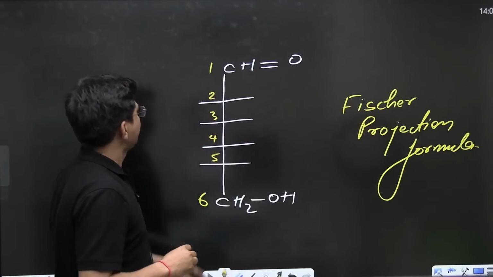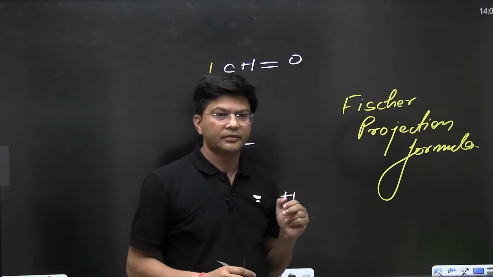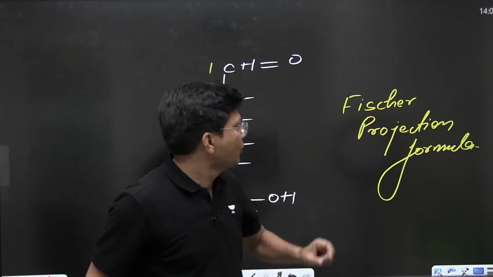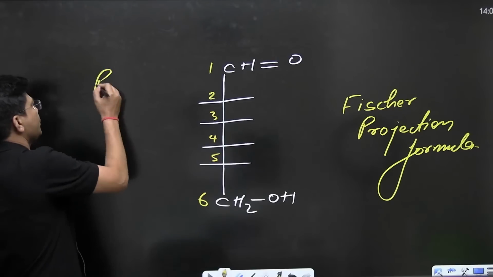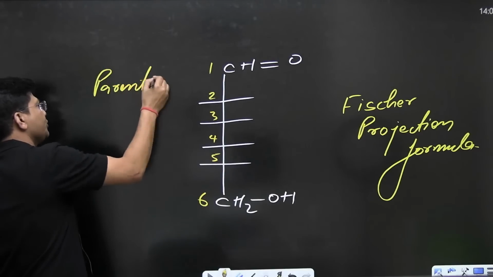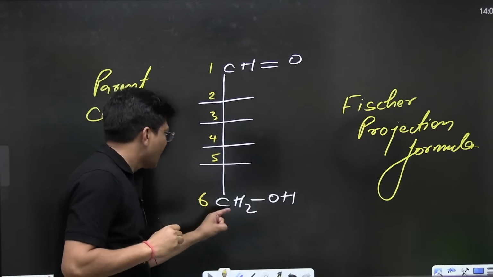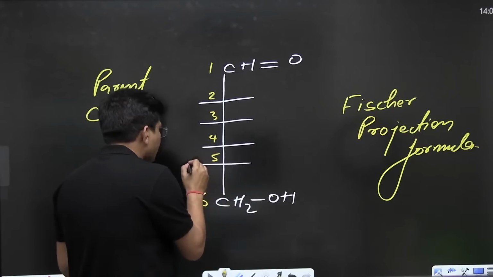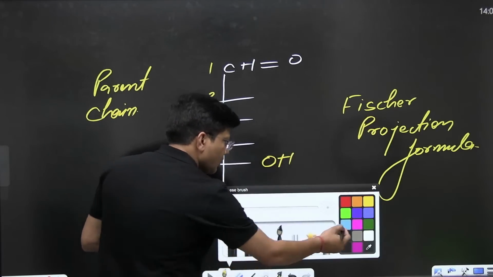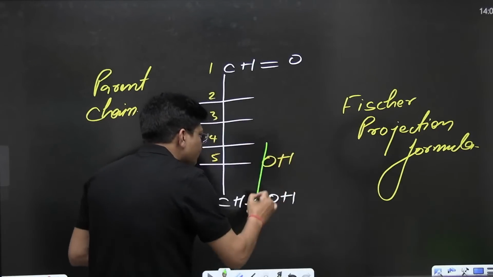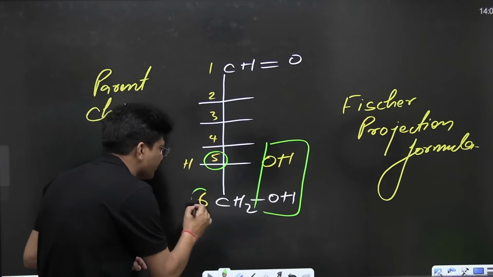According to the Fischer projection formula, this straight vertical line is our parent chain. According to IUPAC, this is going to be the parent chain. My dear students, this is the last carbon. And if I talk about these two OH, on the fifth carbon, this is the second last carbon and this is the last carbon.